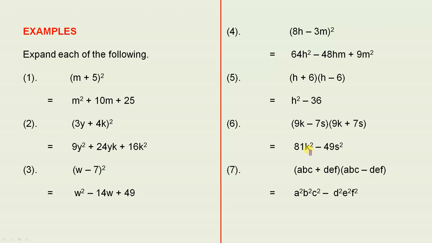Square the first gives you 81k squared. Square the second gives you 49s squared. Put a minus sign in between. And finally, exactly the same thing, the product of a sum and difference. So that's exactly the same, except you have a plus and a minus. Square the first gives you a squared b squared c squared, minus the square of the second gives you d squared e squared f squared.